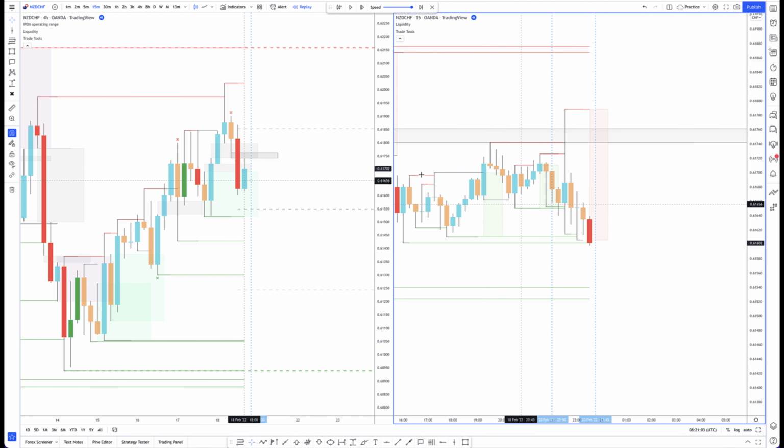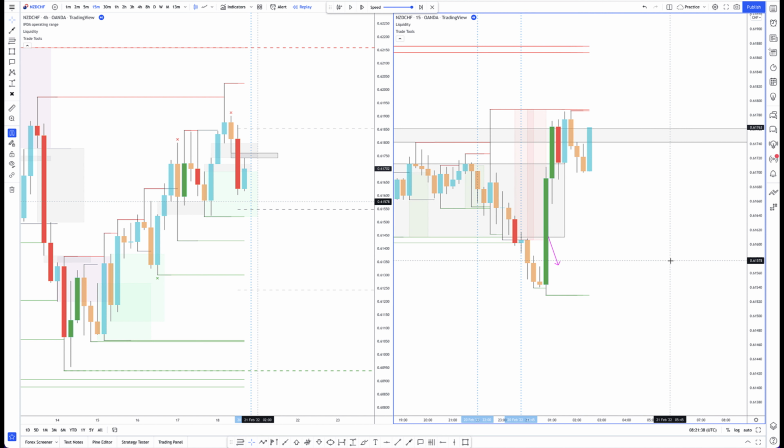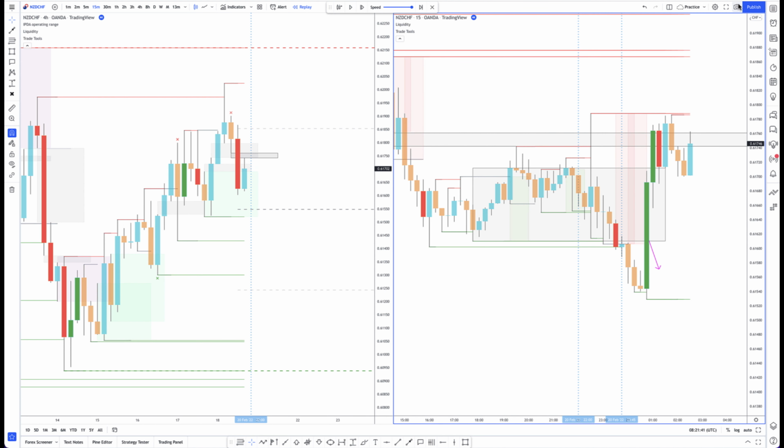Nope. 1, 2, 3, 4, 5. I'm not interested in this signal. And even this is mitigated. I don't even know how to draw a zone on this one. I'm not trading this one. Let's see what happens. Good call.